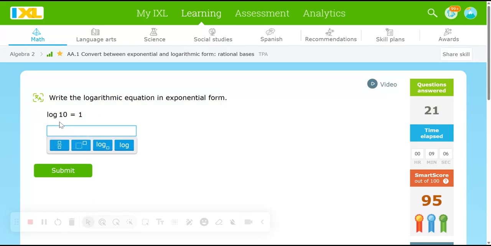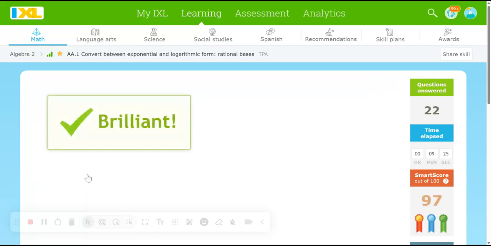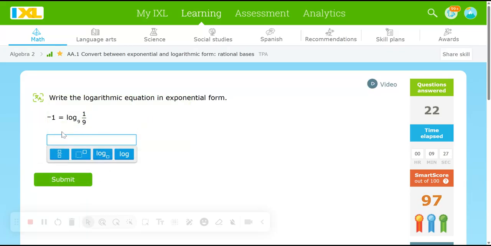Same thing over here. The base of the log is hidden. It means it is number 10. Okay? So I put in number 10. The answer to the log is the power of your exponential. Okay? And then 10 power 1, of course, equals 10. Voila. Okay, I should have one more.